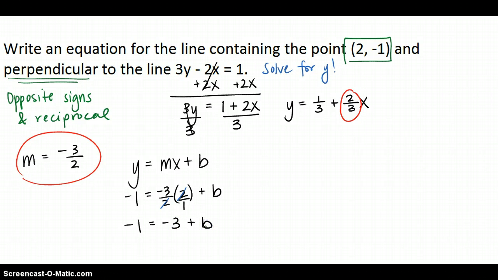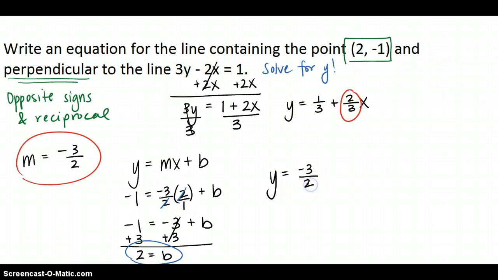Now we need the b to be by itself on the right-hand side, so we move the -3 by adding it to both sides. And when we do that, we get -1 plus 3 gives us a 2. So our y-intercept is just 2. Last piece is to take our slope and y-intercept, our 2 pieces there, and write them all together for your final equation. So your final answer would be y equals -3/2 x plus 2.